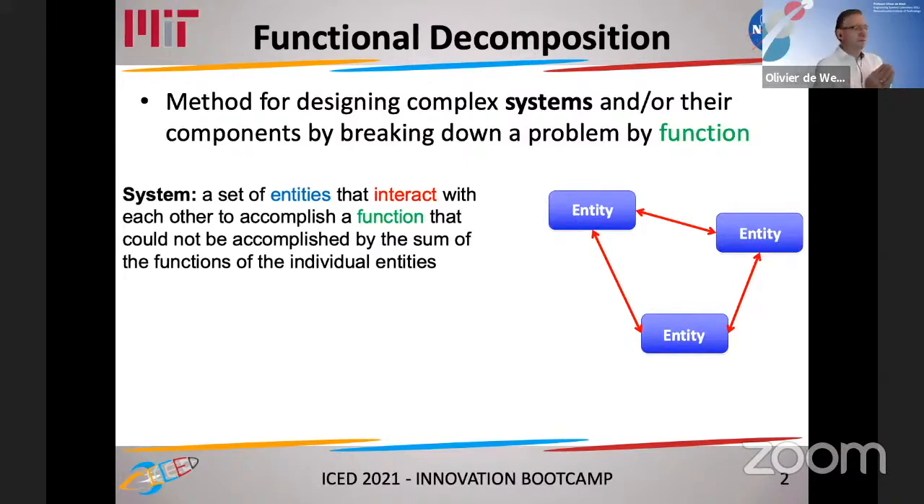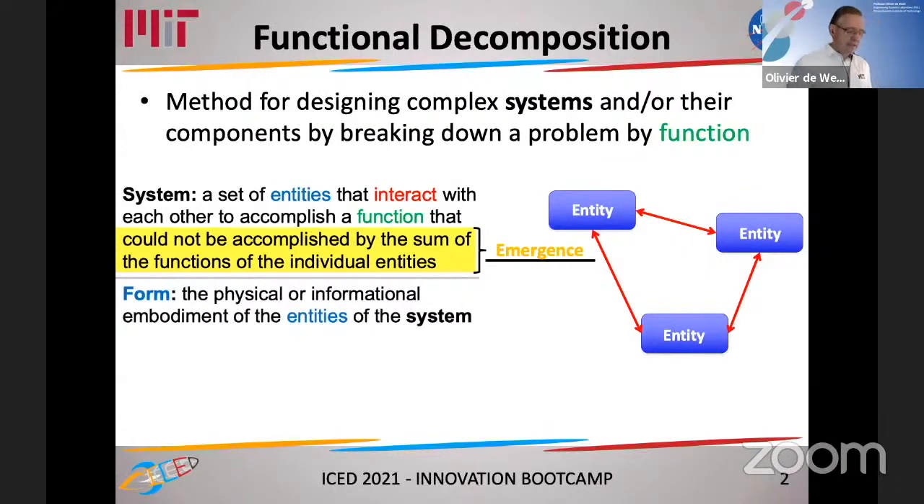So first of all, we're talking about systems here. What are systems? Systems are sets of entities that can interact with each other to accomplish a function that could not be accomplished by just the sum of the functions of the individual entities alone. The word that we use in system architecture for this is emergence. So the higher-level functionality emerges out of the entities' interactions at the lower level. And emergence is really magical in a sense.